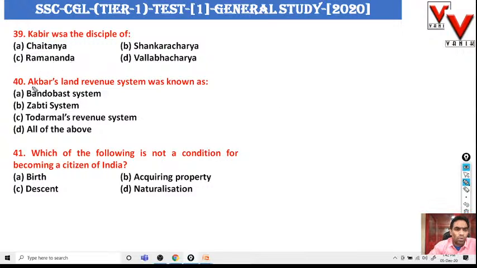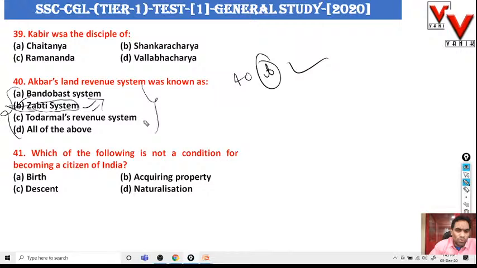Now next we are going to discuss Akbar's land revenue system, which was known as the Zabti system. This was a system from Akbar's period only. The land revenue system which was introduced by Akbar was known as the Zabti system. So the right answer is B. Now we are going to focus on question 41.